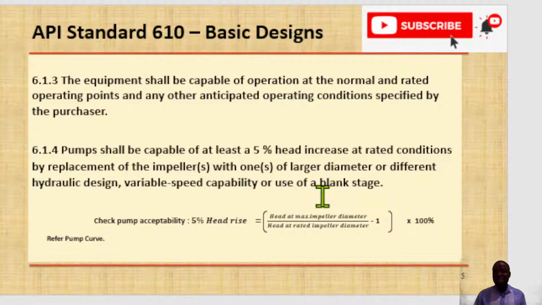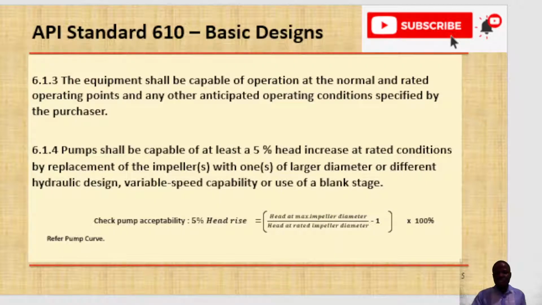Then you wait to see the response of the pump vendor to the comment you have specified on the mechanical data sheet. Don't forget, if you put the head at maximum impeller diameter and the head at rated impeller diameter, minus 1, in brackets, times 100%, and you get a value greater than 5% head increase, that means the pump has met this particular condition of 5% head increase, and that is okay.